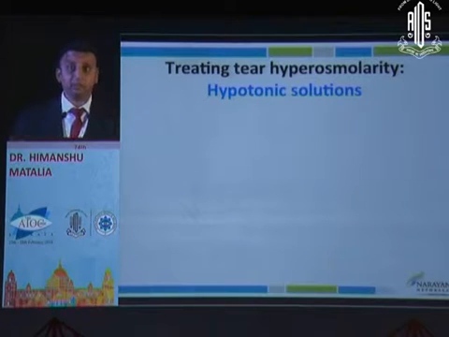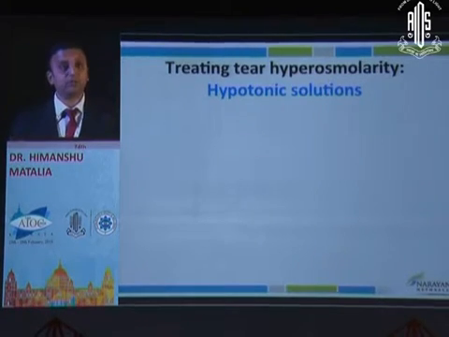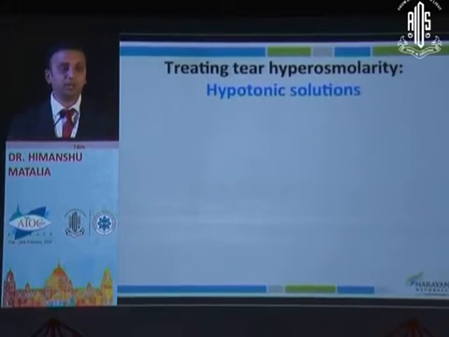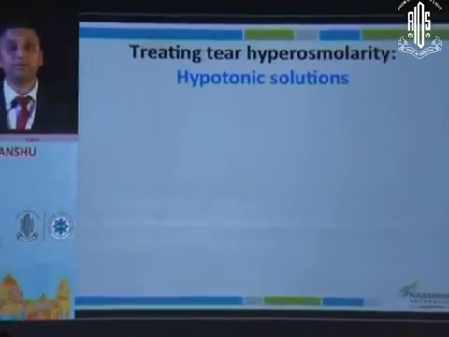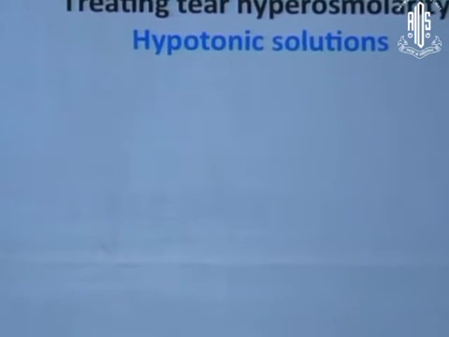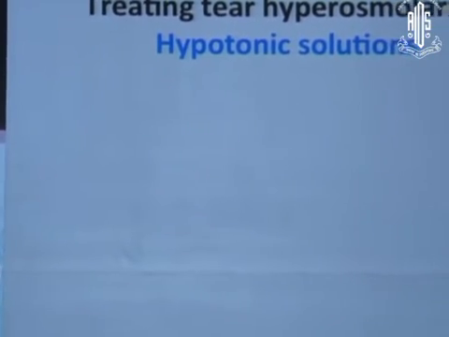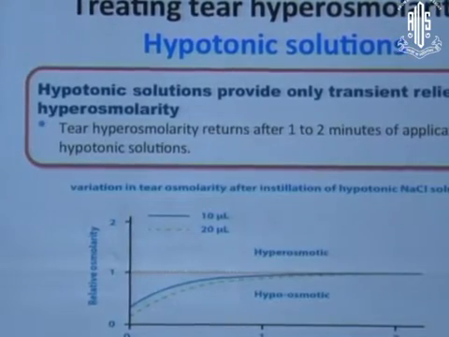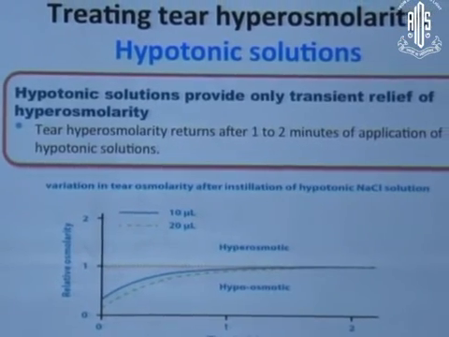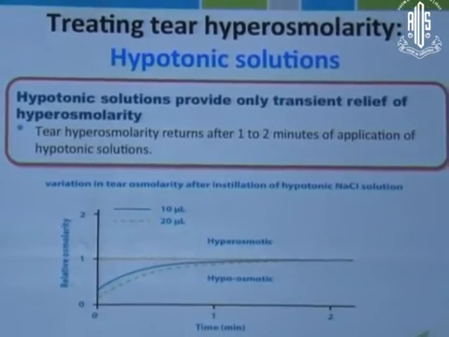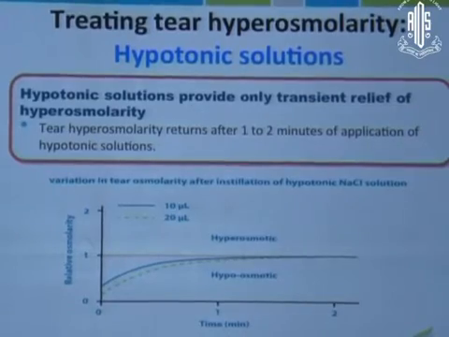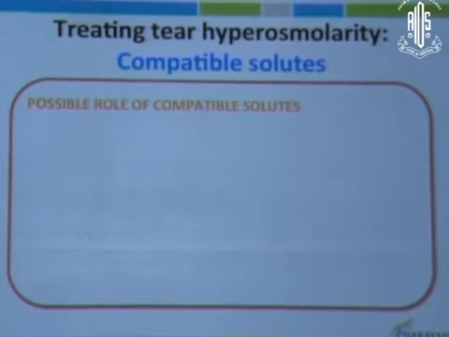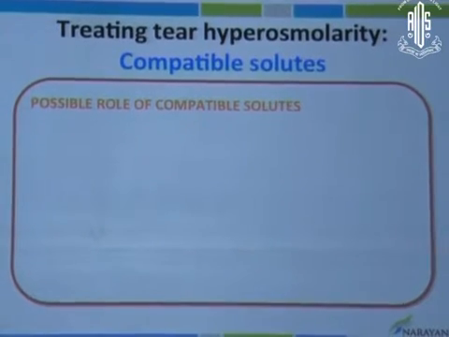Now, if hyperosmolarity is so important, why can't we just reduce the osmolarity of the surface by using hypotonic eye drops? Well, there were such hypotonic eye drops earlier, where the hypotonicity was said to increase the volume of the cell and hydrate the cell again. Unfortunately, this hypotony, whatever we create on the surface, comes back to its previous level within a couple of minutes. Hence, it does not work when we try to rehydrate the cell by giving hypotonic solutions.